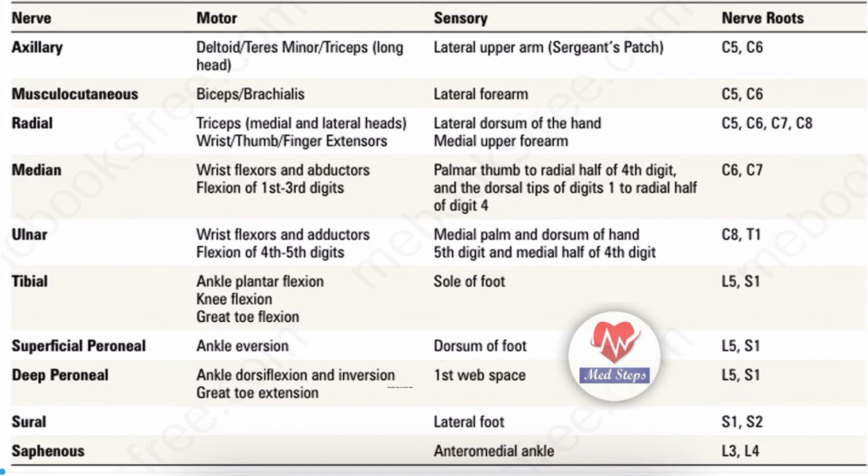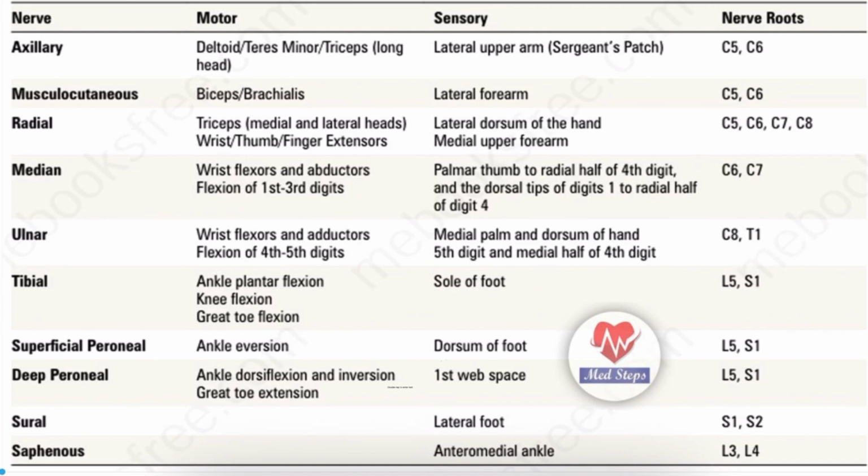So what is the brachial plexus? The brachial plexus means the nerves coming from the cervical region, that means C5, C6, C7, C8 and T1. These nerves coming from our cervical region, we call them the brachial plexus.